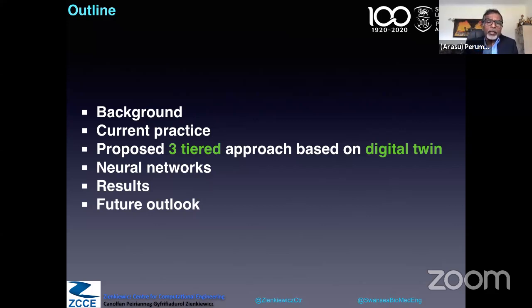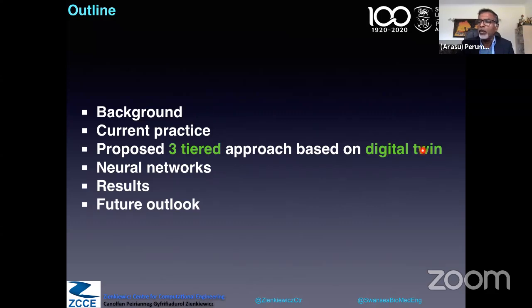Then I'll talk about a proposed system which has a three-tiered structure. The current practice of using a scoring system is static. With AI, we can move beyond static. We can create a dynamic system which can continuously learn from the data. You need to focus on the two points highlighted on my slide: the three-tiered approach and the digital twin.